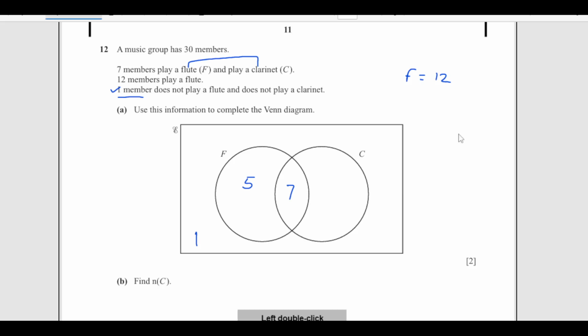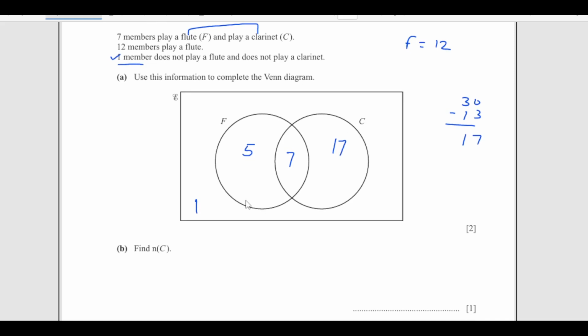So the total was 30. There are 30. 7 plus 5 is 12, 12 plus 1 is 13, so 30 minus 13. So this is 17. So we will have 17. Find the number of those who play clarinet. So we are going to add both of them. 7 plus 17 which is 24.